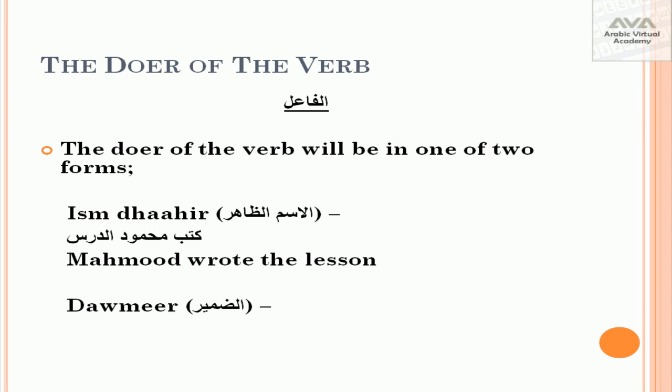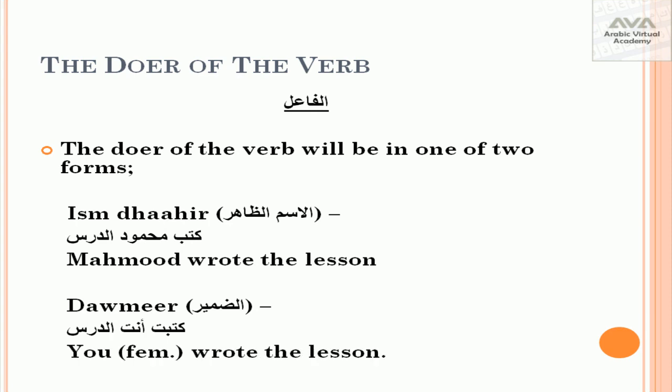Or it's a possibility as well that the fa'il, or the doer of this verb, can be a damir. Like all of the damair, ana, wa nahnu, wa anta, wa anti, wa huwa, wa hiya, all of these different damair or pronouns that we were talking about, they can all fall into being the doer of the verb. Now we see this here in this statement, كتبت أنتِ الدرس. Anti here, the underlined word anti, is the doer of the verb. So it's saying that you, talking to a woman, wrote the dars, or you wrote the lesson.